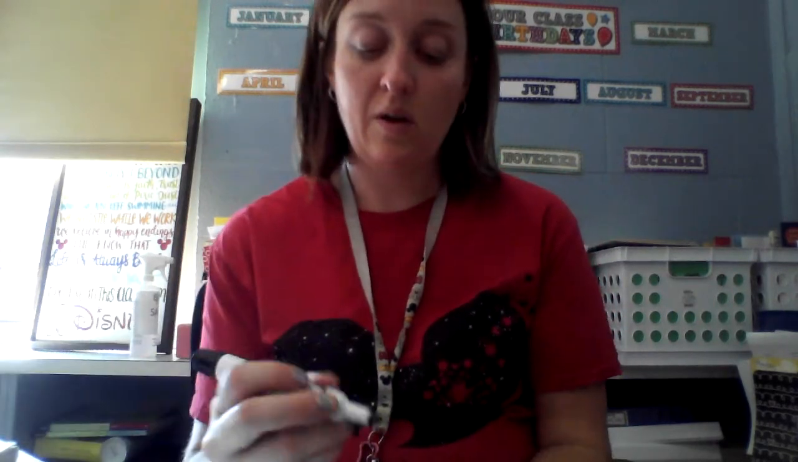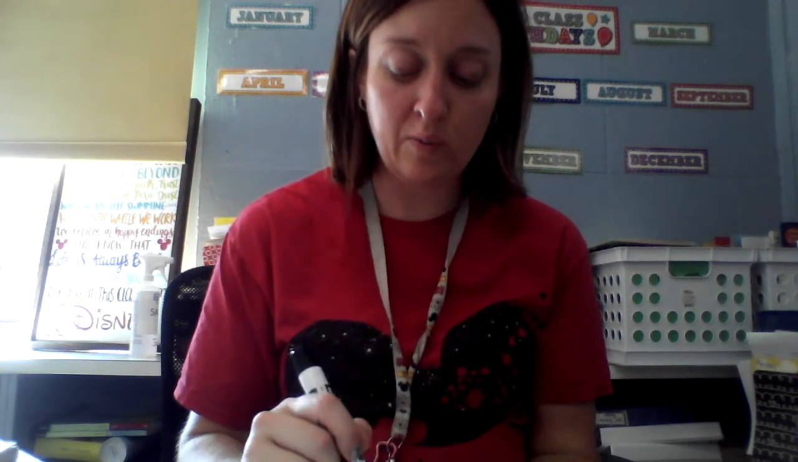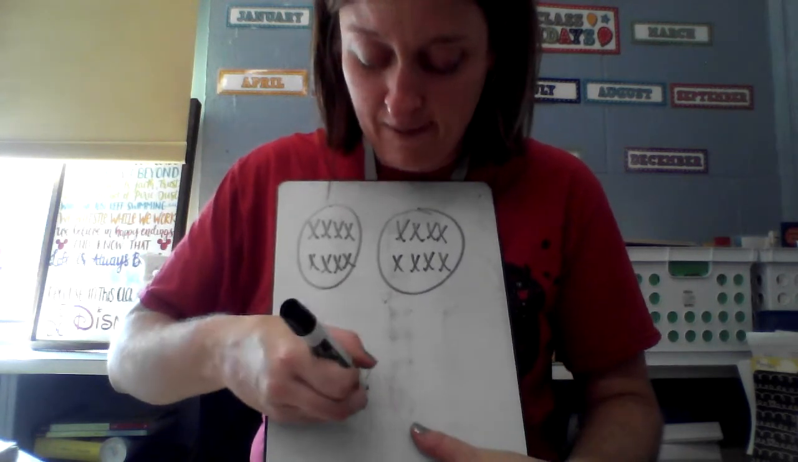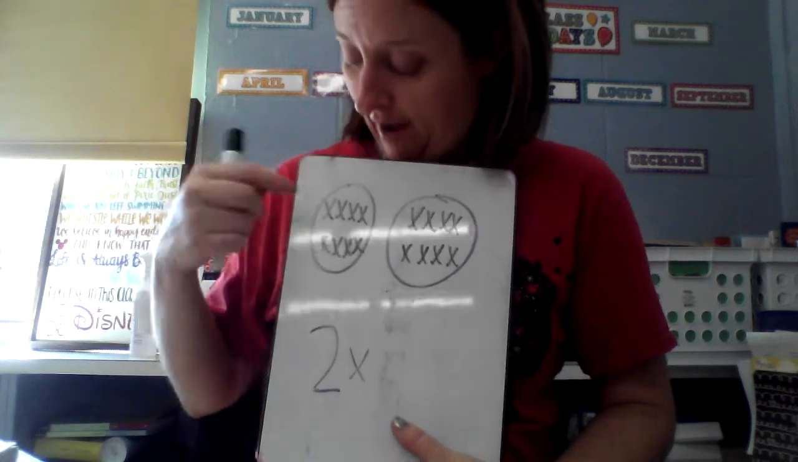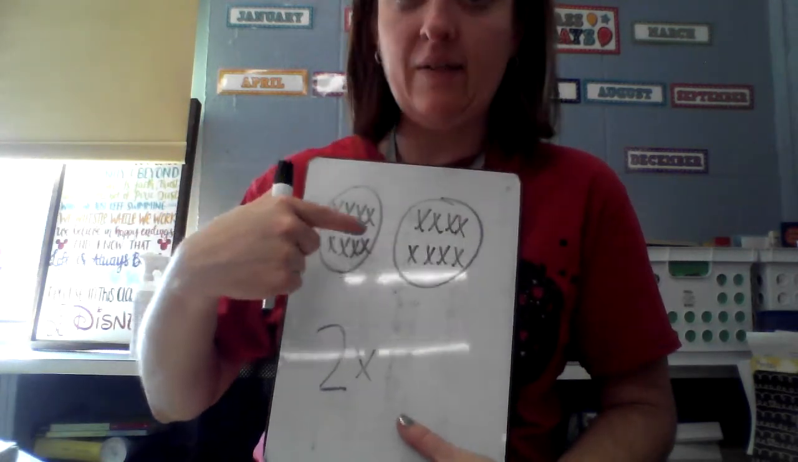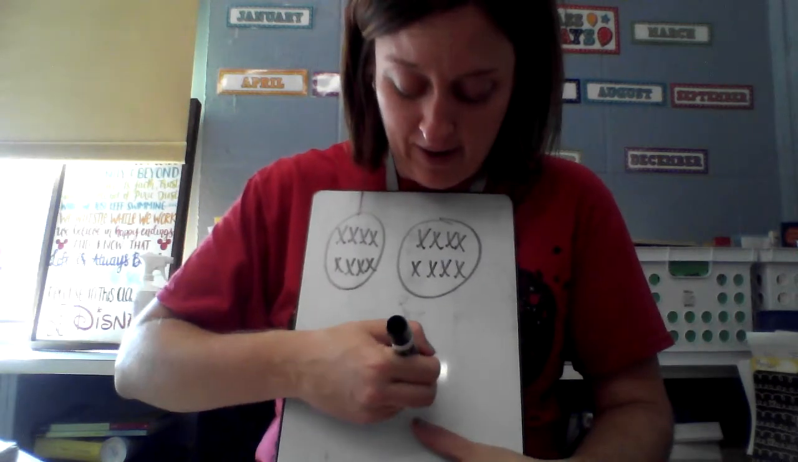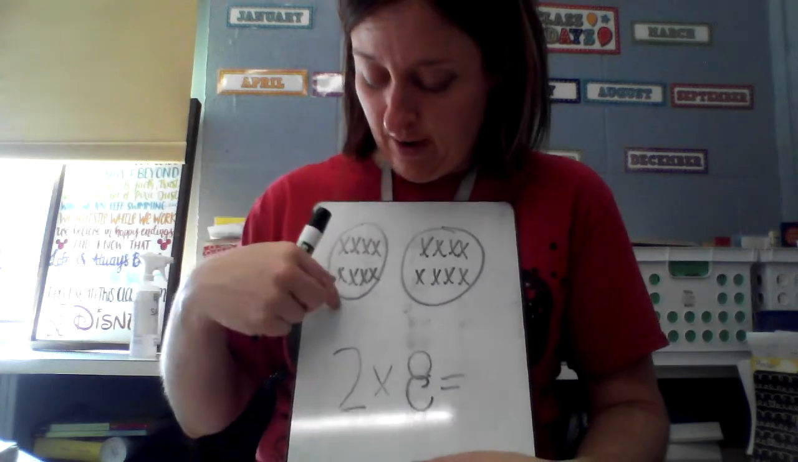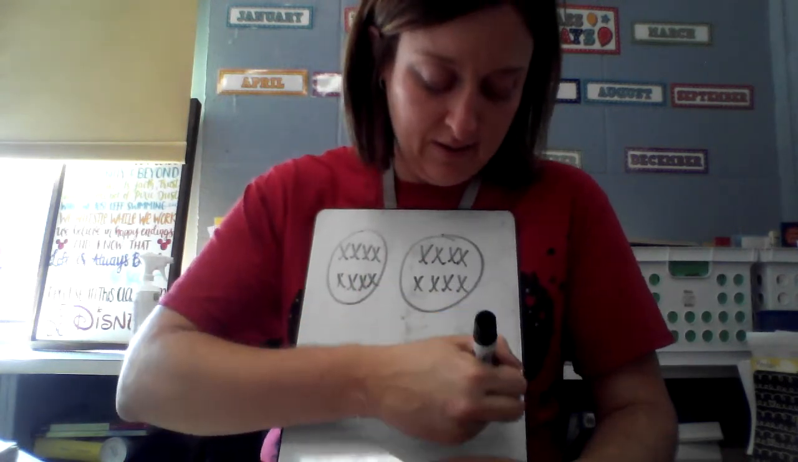Now, let's take a look at another example. What if I had 2 groups like here, and I have 2 groups, so that number is going to come first. That's my first factor. And I have 1, 2, 3, 4, 5, 6, 7, 8 in each group. That's going to be my second factor. 2 groups of 8. Now, if I were to count together, 8, 16.